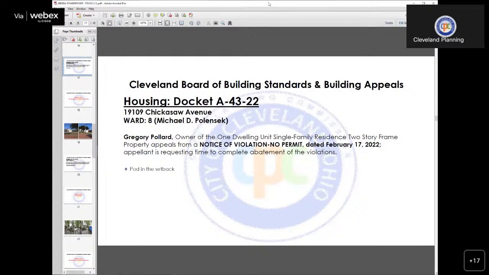Mr. Chairman, this is Patty. I do not see a Gregory Pollard listed in the participants panel, and he did provide an email address in his appeal paperwork to Ms. Davis. If you'd swear in Mr. Vanover. Do you solemnly swear to tell the truth, the whole truth, so help you God? I do. Thank you, Mr. Chairman.